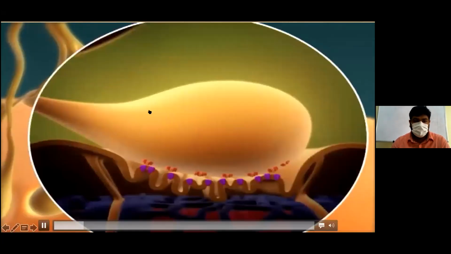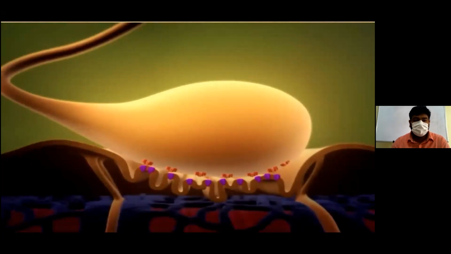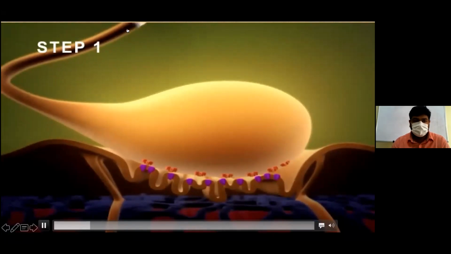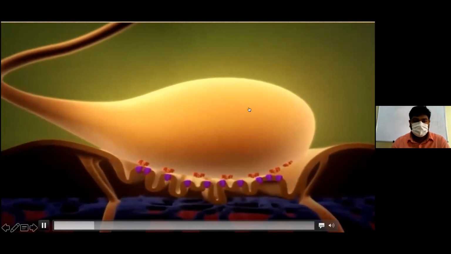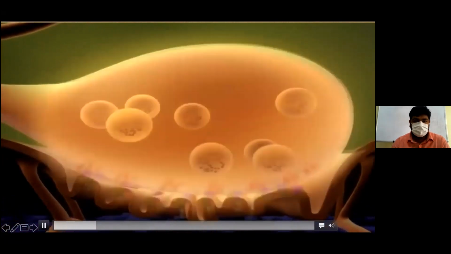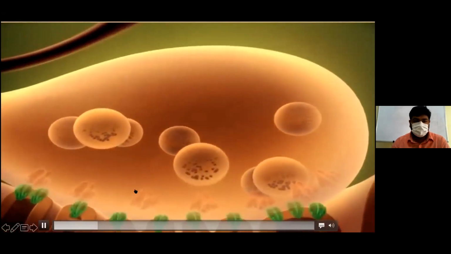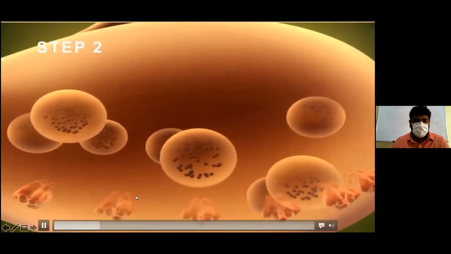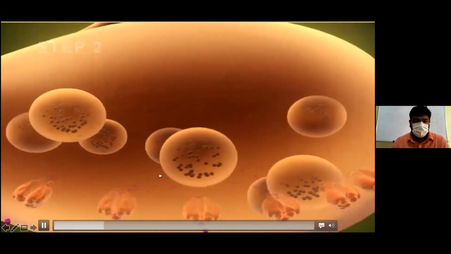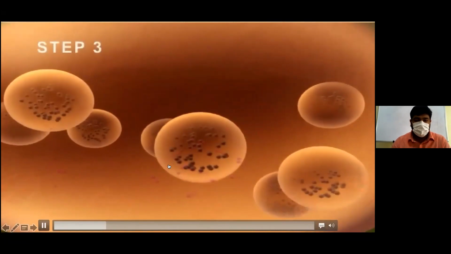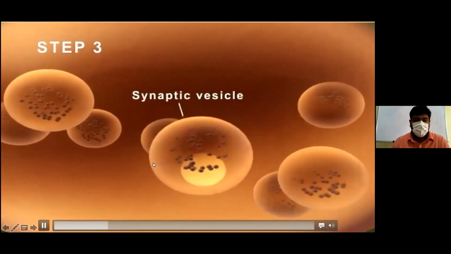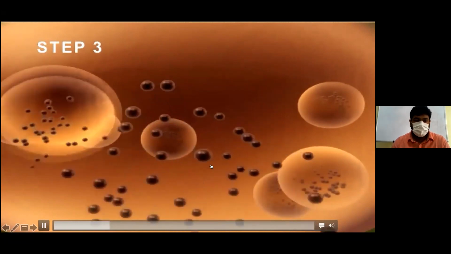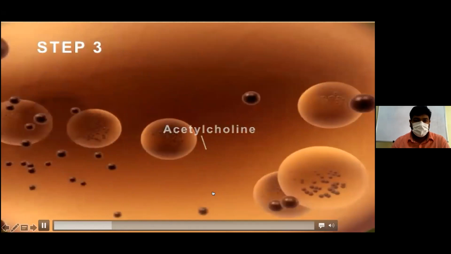Now let us look at the events at the neuromuscular junction. It occurs in 7 coordinated steps. Step 1: the action potential passes along the axon and reaches the nerve terminal. When the action potential reaches the nerve terminal, in step 2, there is activation of voltage-gated calcium channels, and it results in influx of calcium into the nerve terminal. See, the pink color shown is calcium entering the nerve terminal. In step 3, these calcium ions activate specialized proteins and cause exocytosis of the vesicles and release of acetylcholine into the synaptic space.